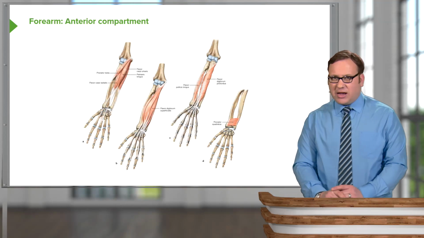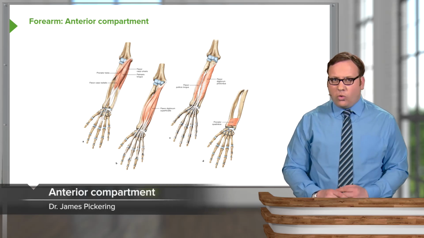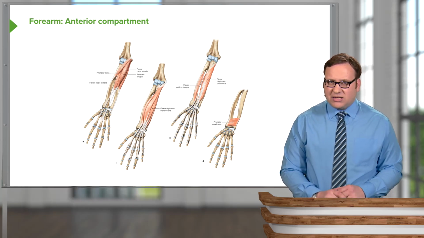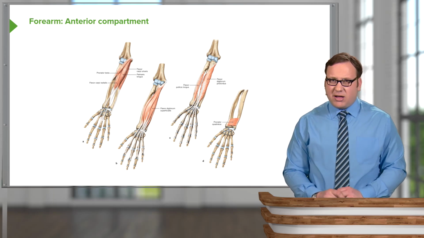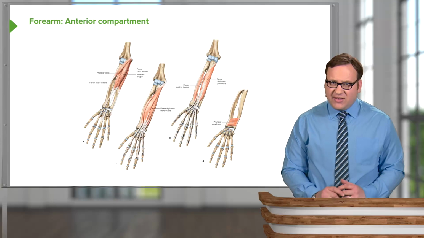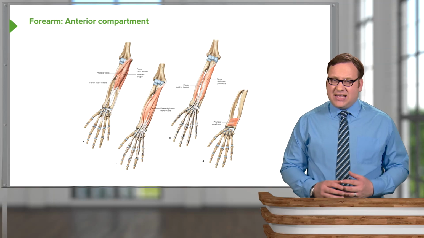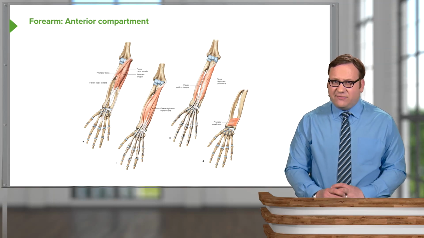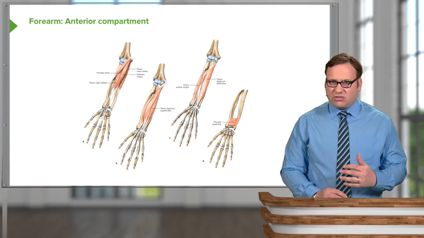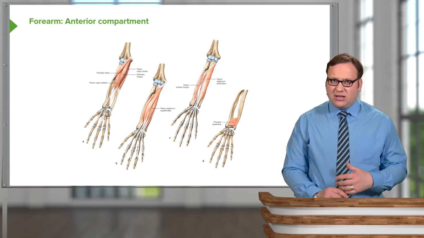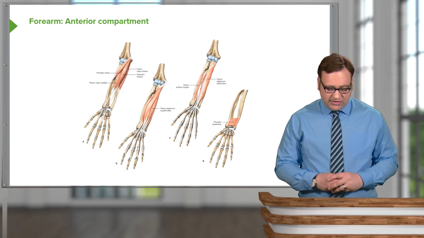So let's start off by looking at muscles in this anterior compartment. Now, there is a warning. There are a lot of muscles here. There are a lot of muscles in this anterior compartment of the forearm. But conveniently, they have been split up into various layers. And we can look at these layers individually and the muscles that lie within each of these three layers. A superficial, a middle, and then a deep layer. And we'll look at these layers individually.